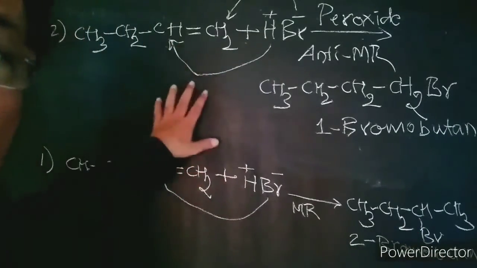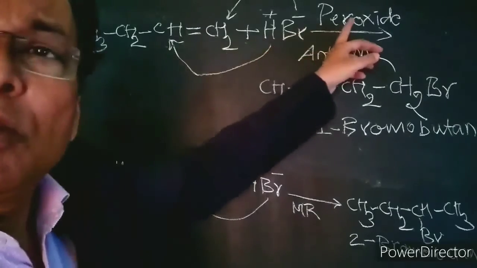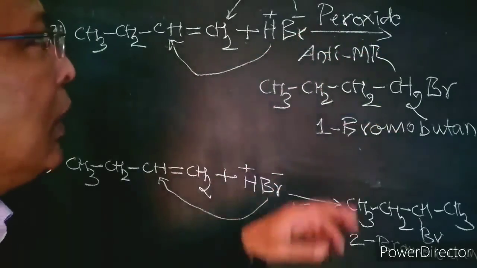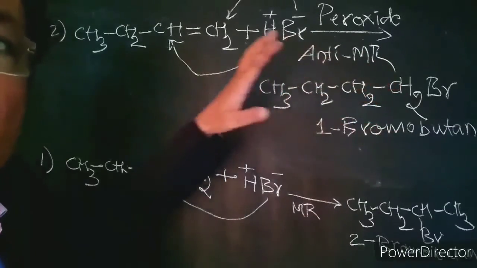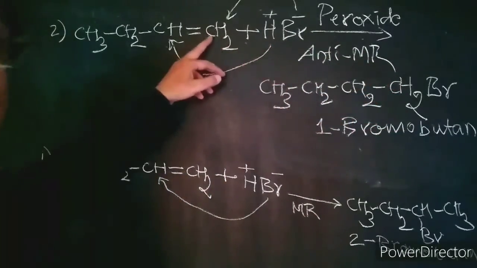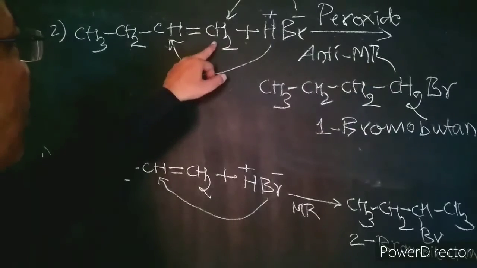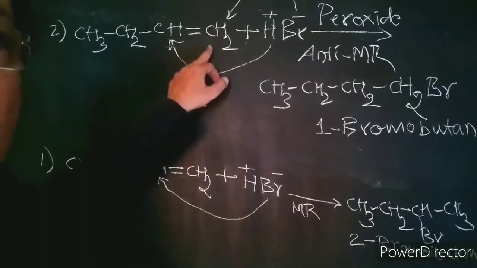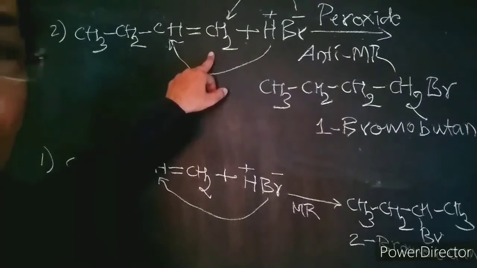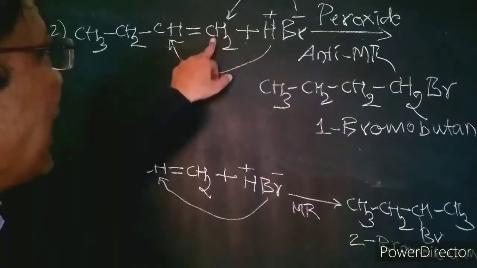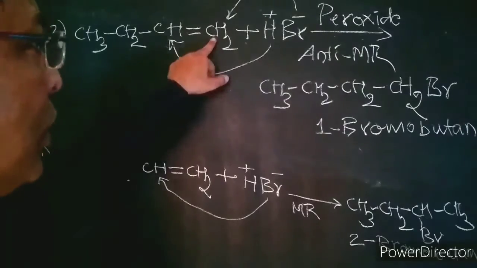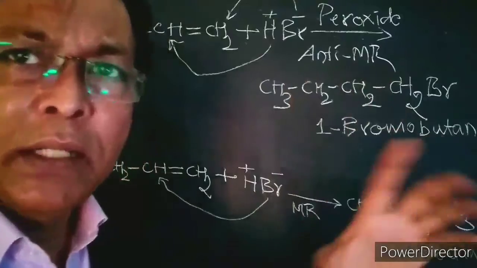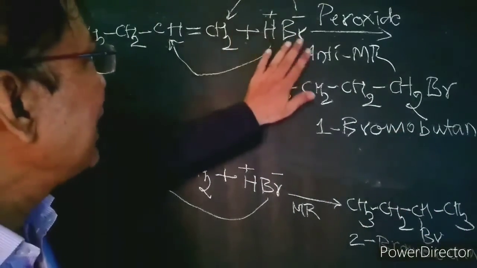When we use HBr and the peroxide effect also takes place, the anti-Markovnikov rule holds good. Anti-Markovnikov rule means what? The negative part of the reagent goes to that carbon which carries more number of hydrogens. You compare here. Here CH is there, here CH2. More number of hydrogens are present here. Therefore, according to the anti-Markovnikov rule, Br will attach to this CH2. So we get 1-bromobutane.